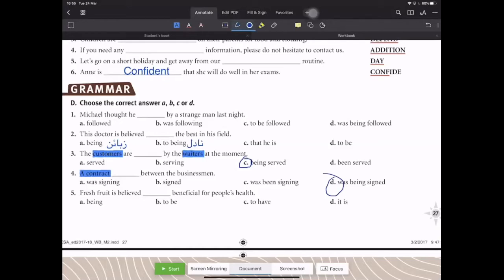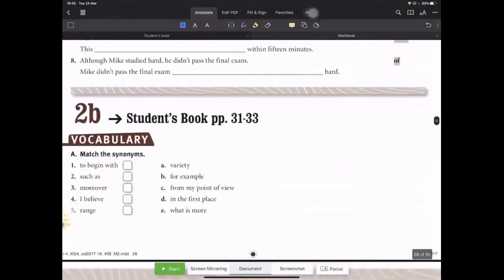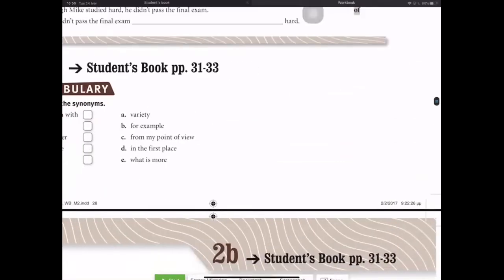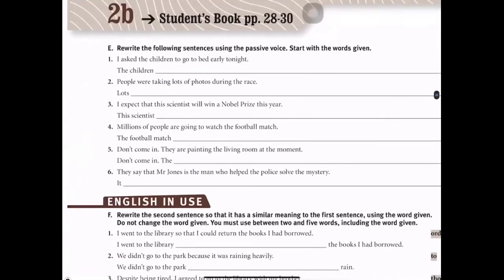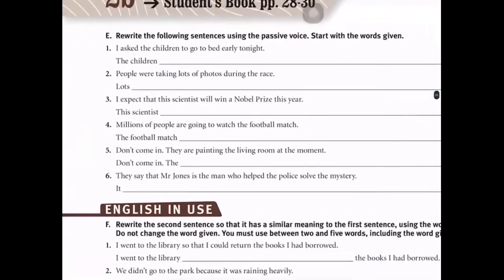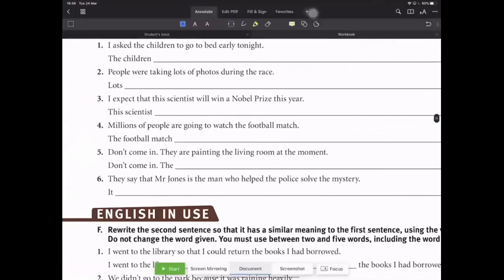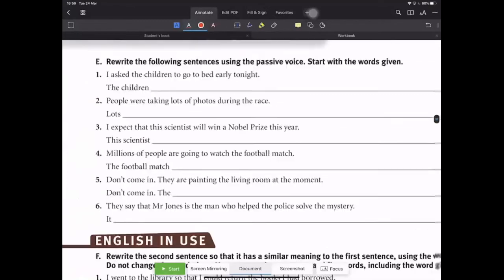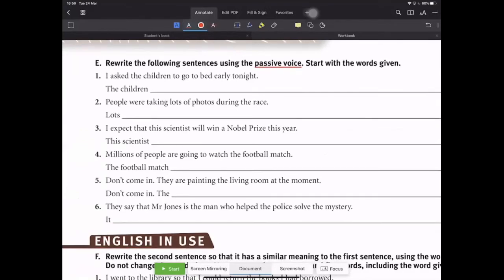Number five. Or let's jump number five. This is enough in the workbook. Go to page 28. Page 28, okay. First exercise, exercise E. It says, rewrite the following sentences using the passive voice. Okay. We will be using the passive voice. Start with the words given. أعطاك البداية الكلمات تبدأ أنت تستخدم معها باقي الجملة.